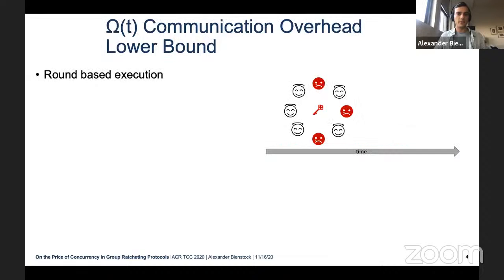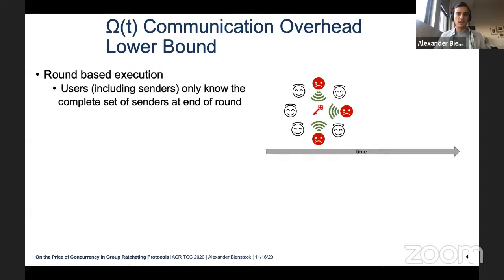Before providing the intuition for our lower bound, I want to again emphasize that we prove it in the following round-based communication setting, which only makes our lower bound stronger for real-world protocols that need to handle more asynchronous communication. So communication proceeds in rounds in which at the end of a given round, all users know exactly who sent in the round and receive their corresponding messages. But if they choose to send at the beginning of some round, they don't know who else is also sending at that time. Okay, so now for the intuition.